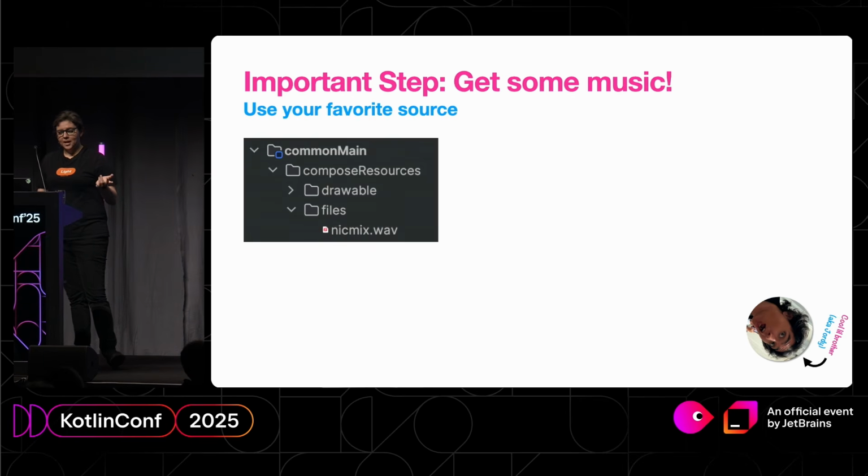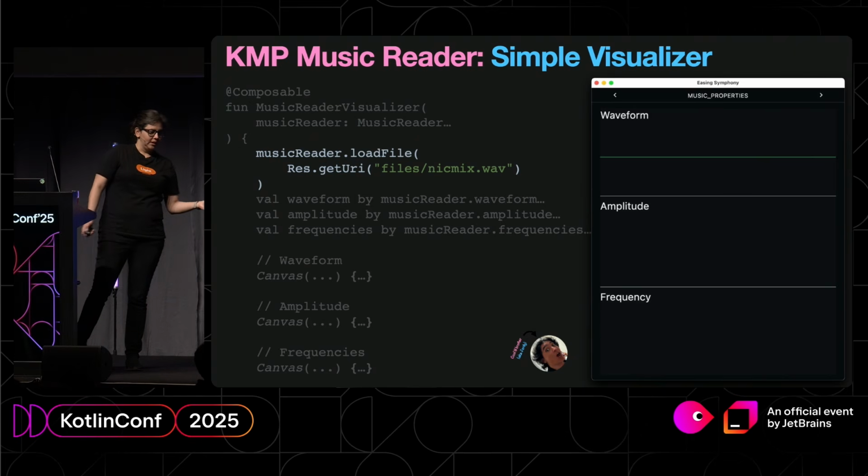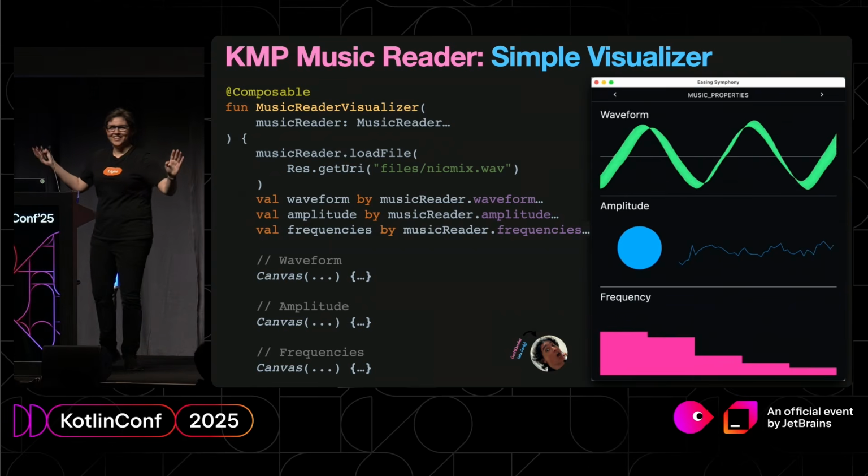Once we have this, we go to our previous composable, we load the file using Res.getUri, and there you go. Some music, which you can hear, right? It works.